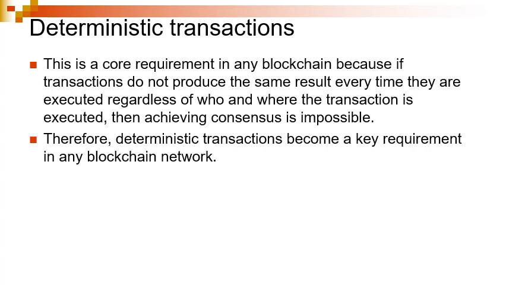So the transaction should be executed in the same fashion, in the same way on different machines, and should produce the same results. So this is a requirement of Hyperledger Fabric. Therefore, deterministic transactions become a key requirement in any blockchain network.